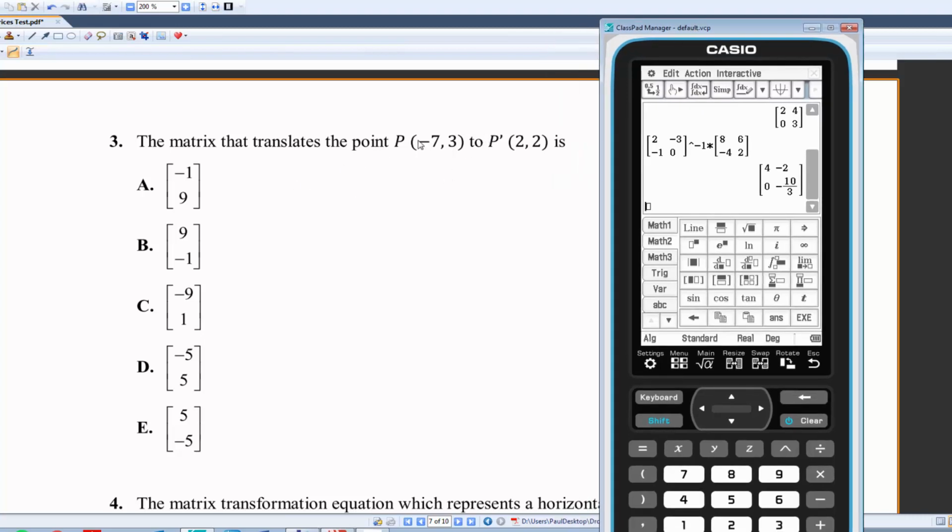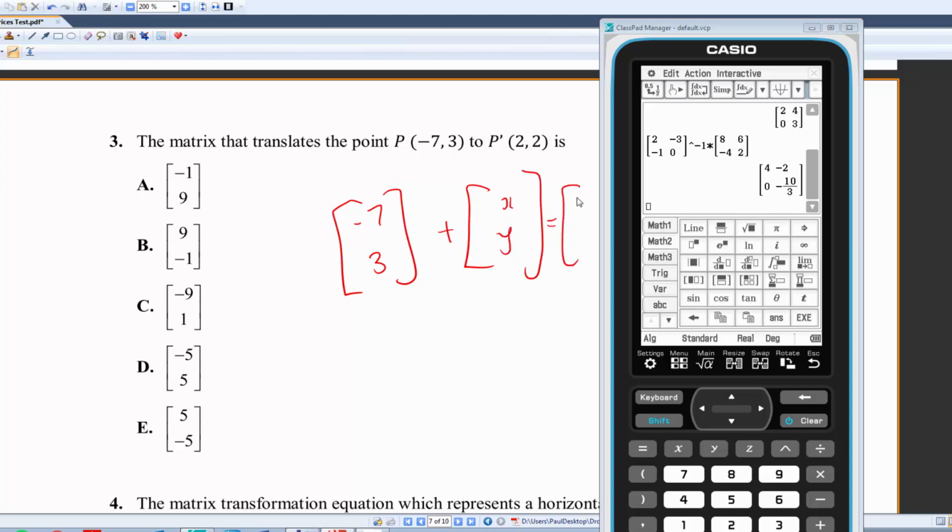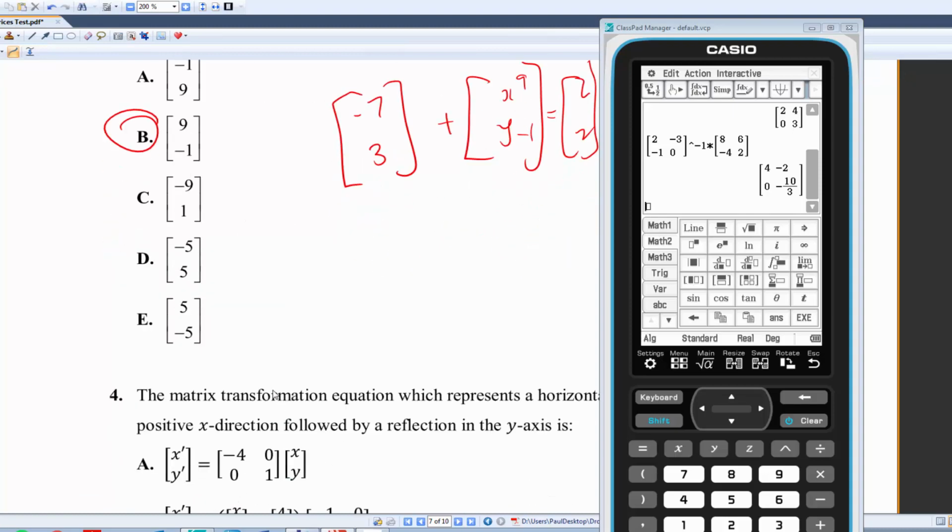So we're looking at this point here being translated to this point. So as a matrix, it would be 7, 3. Has something done to it, x, y, to give us 2, 2. So what are these values? So this is going to be 9, because -7 plus 9 gives us 2, and this is going to be -1, so the answer was B.